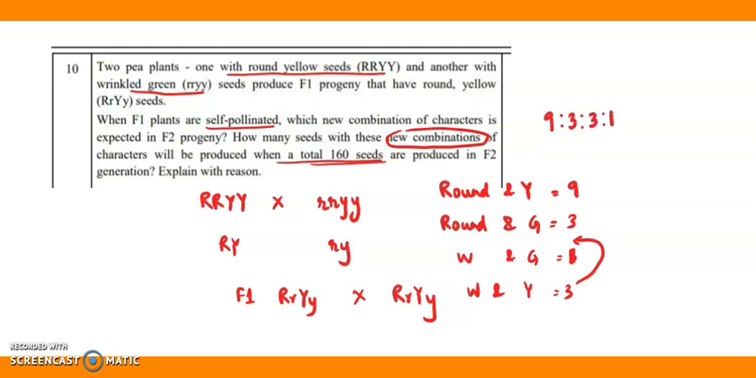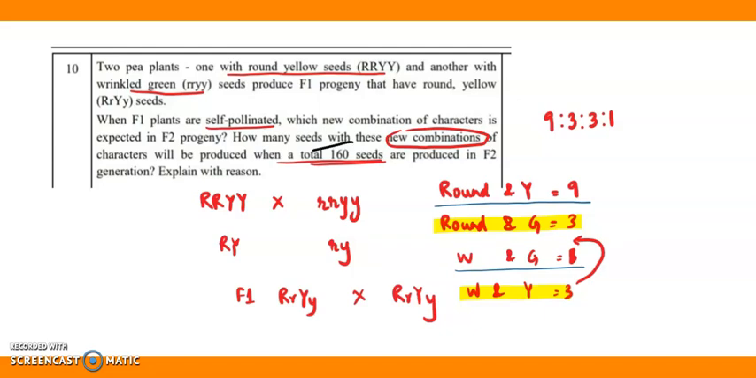Remember, in the question they have given you round yellow, so this is our parental combination, and wrinkled and green is the other parental combination. So what are our new combinations here? Round and green, and wrinkled and yellow are our new combinations. So let's find out how to come to an answer.